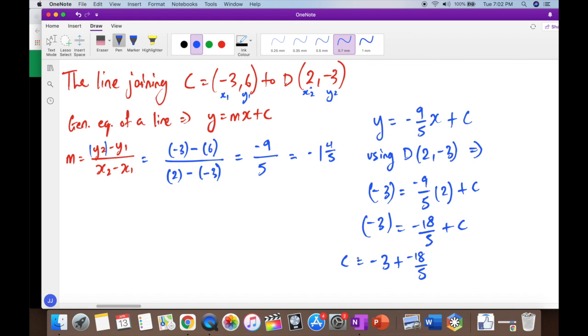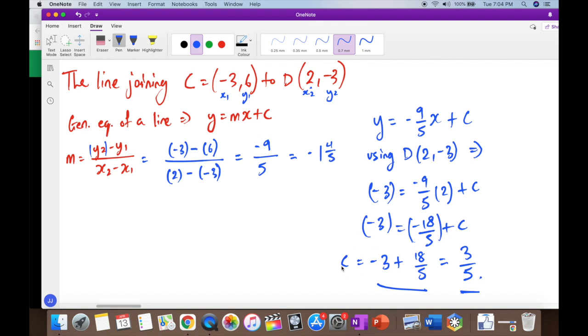Don't know where my calculator is, but I do have a trusty calculator lady. So the calculator lady could help me out here. Actually, no, this is wrong. It's plus 18 on 5, because if I throw this across, it'll become plus 18 on 5. So negative 3 plus 18 on 5, calculator lady, help me out. 3 over 5. 3 over 5, for real? Yes, 3 over 5.